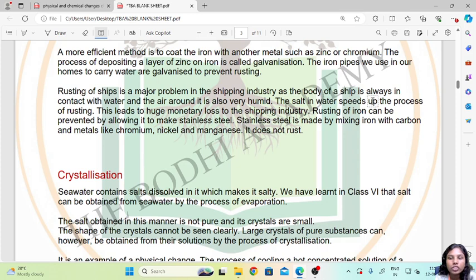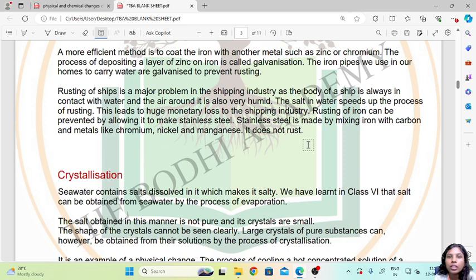As the body of a ship is always in contact with the water, and the air around it is also very humid. So the salt which is present in water, we all know ocean water, sea water, they have a high amount of salt. This salt that is present in the water even speeds up the process of rusting. This leads to a huge monetary loss to the shipping industry.